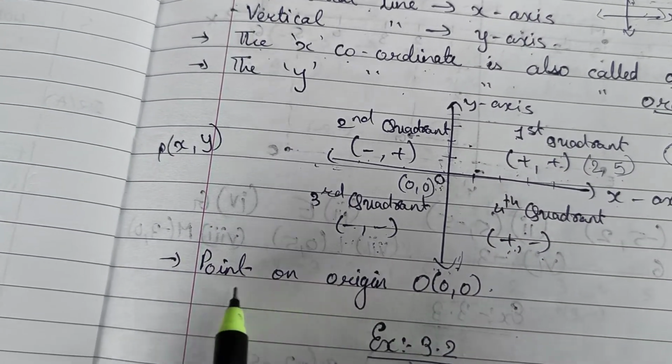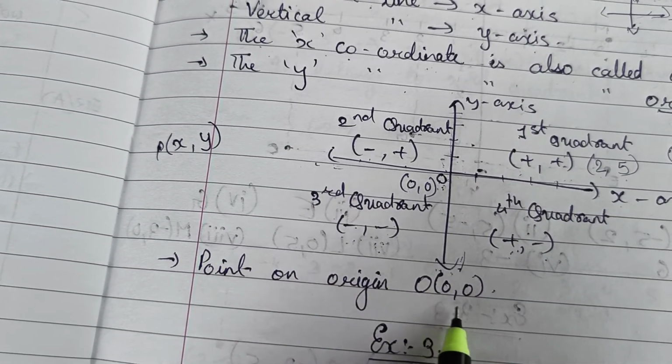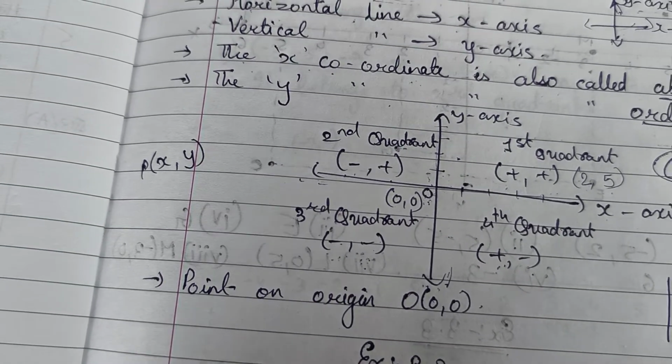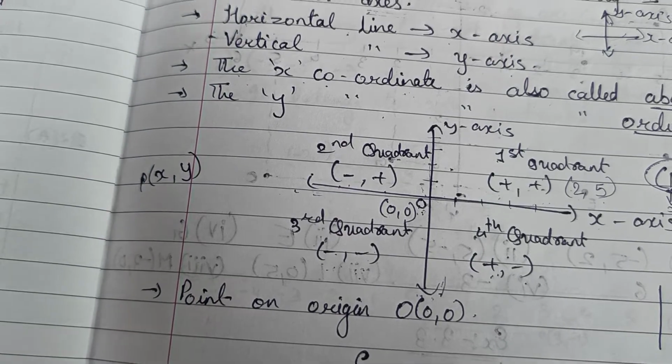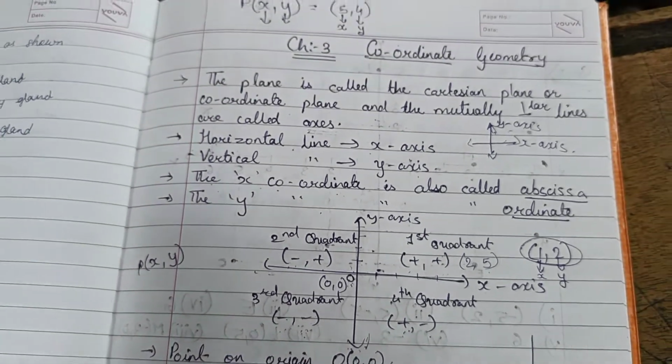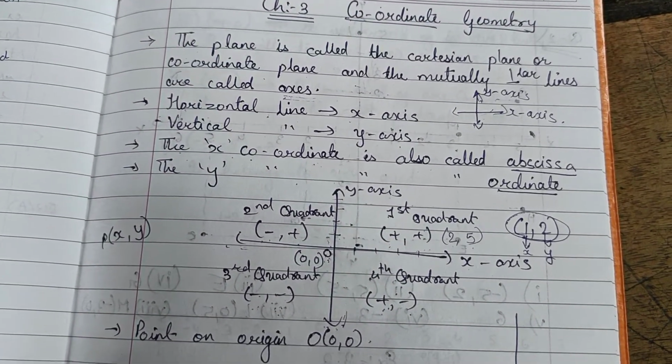Now the point on the origin, this is important. The point on the origin is (0, 0). Only this much you have to remember in your chapter, and we are done with the chapter. If you remember these things, then you can easily understand your chapter.